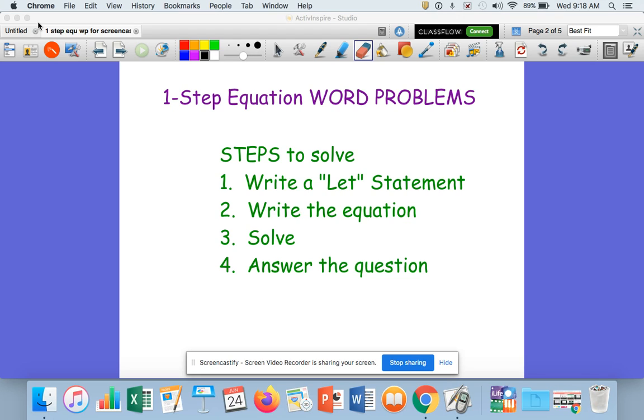Today we're going to go over solving one-step equation word problems. We're always going to follow these 4 steps to help us solve a word problem. One is we write the let statement. We must define what we're looking for, what our variable represents. We then write the equation, we solve it, and we answer the question. Let's look at some examples.